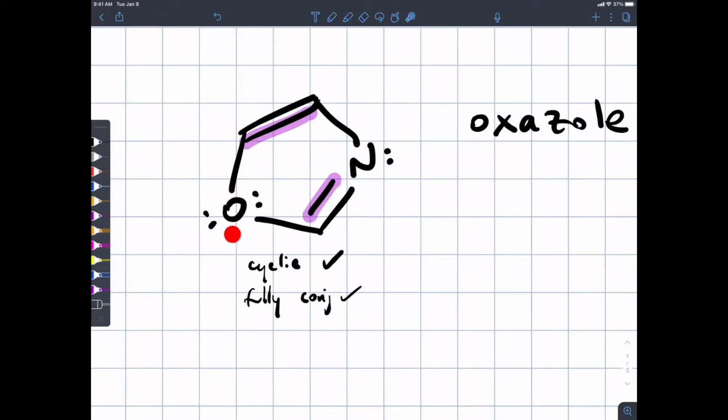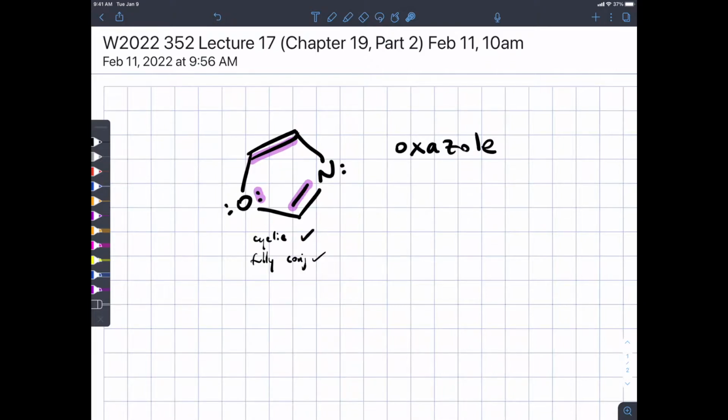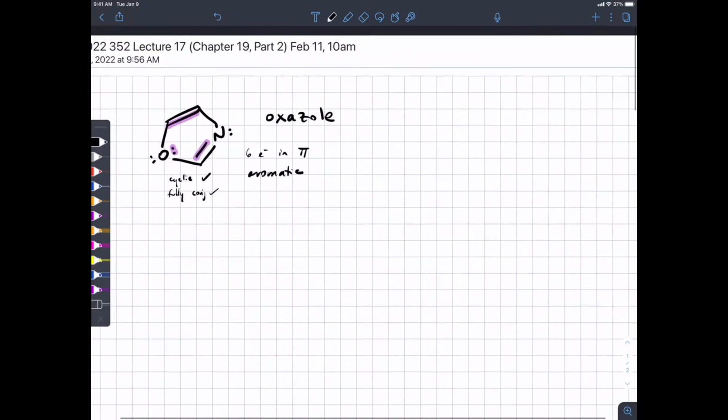Do both of them count or just one? Just one, for the same reason that you can put one of the lone pairs in a p orbital, but the other one would have to be in an sp2 orbital, again, perpendicular to the pi system, not participating. So you need to get good at knowing which ones count. 2, 4, 6, that's the allowed number of pi electrons. 6 electrons in the pi system. Yes, indeed, this is aromatic, which means it's got some special stability.